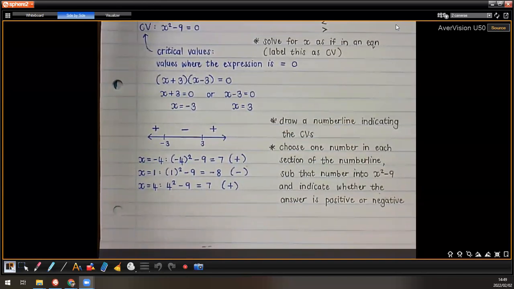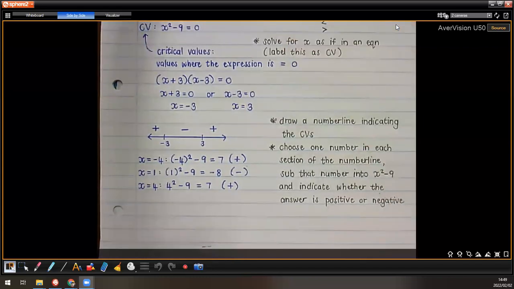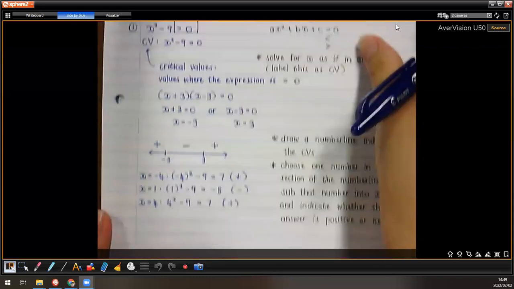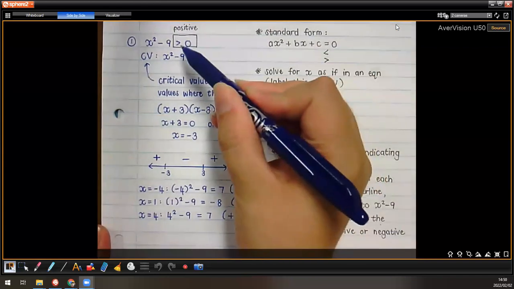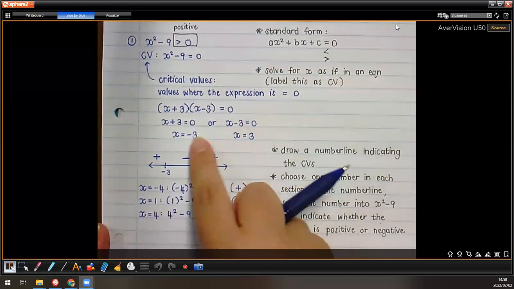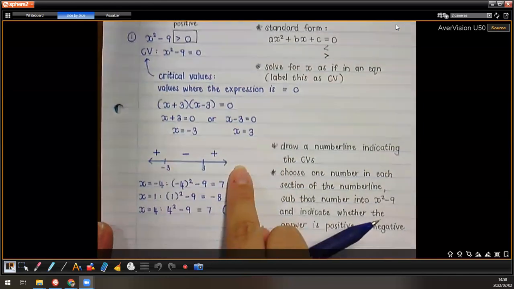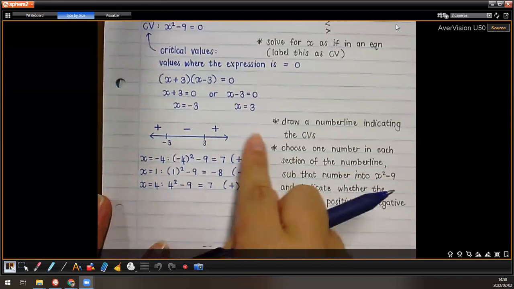Whether the question was asking for smaller than 0 or greater than 0, you would do exactly the same thing. It doesn't matter whether the question was asking for greater than 0 or smaller than 0. You still solve for x as if it was equal to 0, but you have to name the critical values. You draw your number line, and you test your 3 sections.